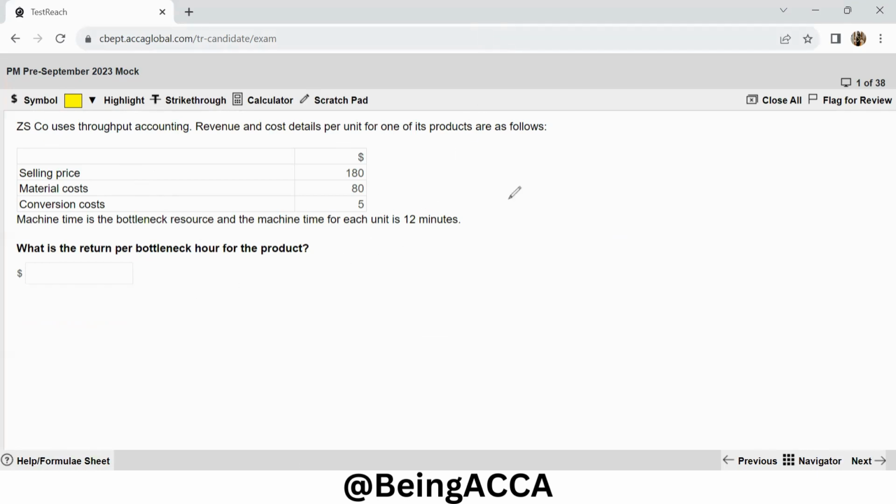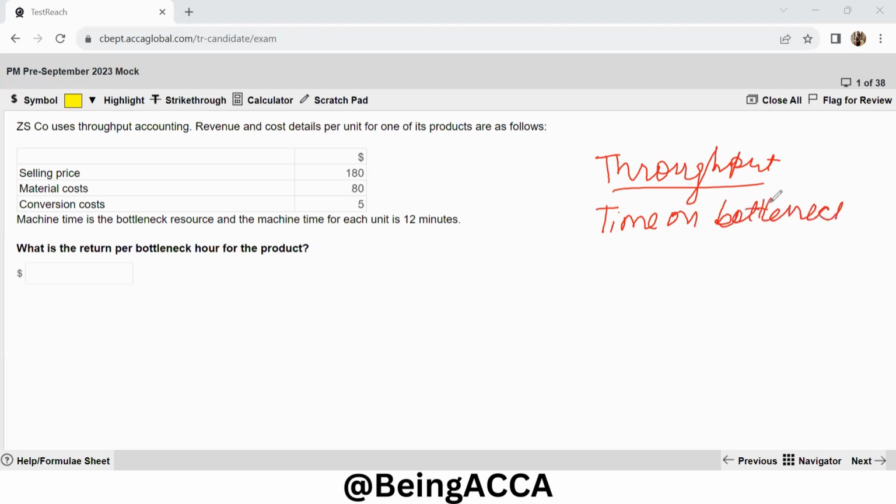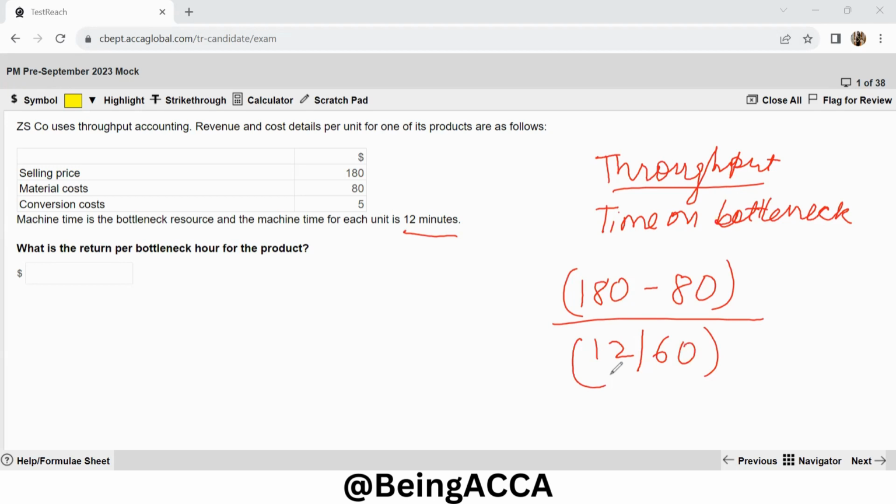First of all, what is the formula for return per bottleneck hour? The formula that we have is throughput divided by time on the bottleneck resource. So first I have to find out the throughput. Throughput is nothing but selling price minus my material cost. So this is 180 minus 80. This is my numerator, and the time on bottleneck is given to me, 12 minutes. Now I have to convert this 12 minutes into an hour. So this is what becomes my denominator.